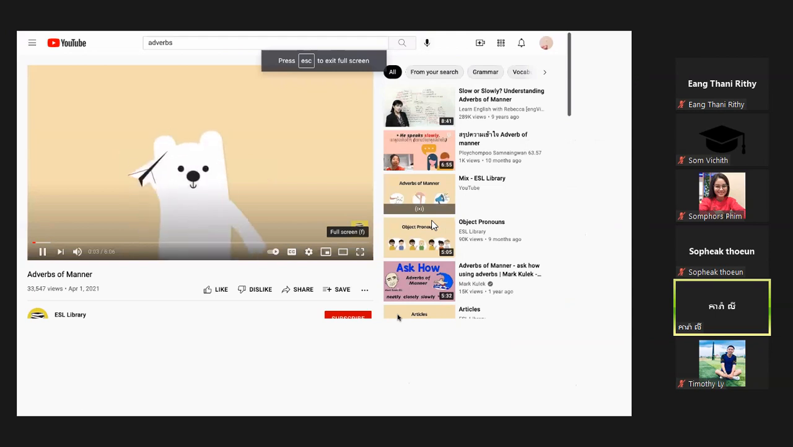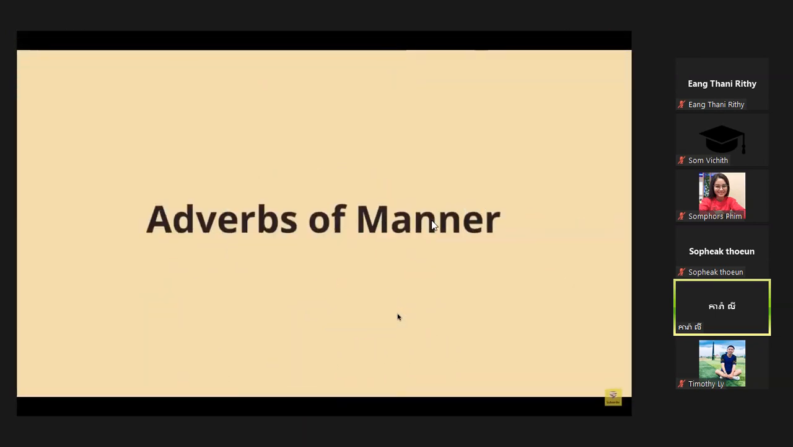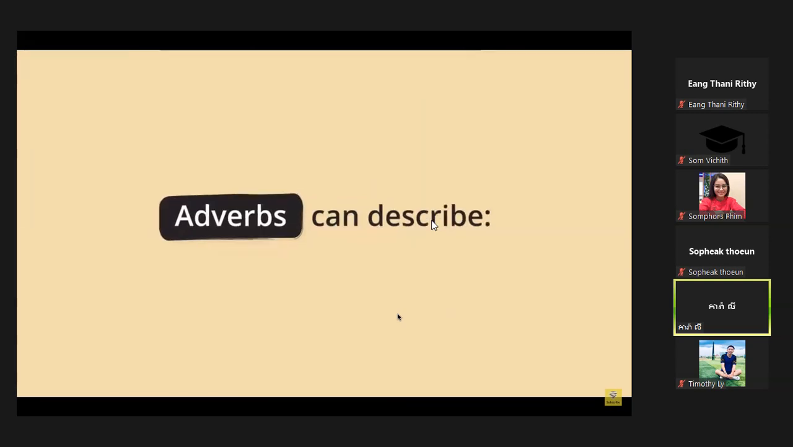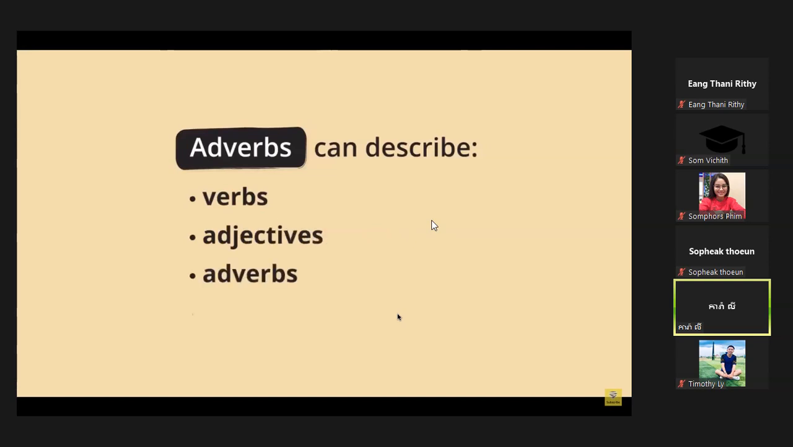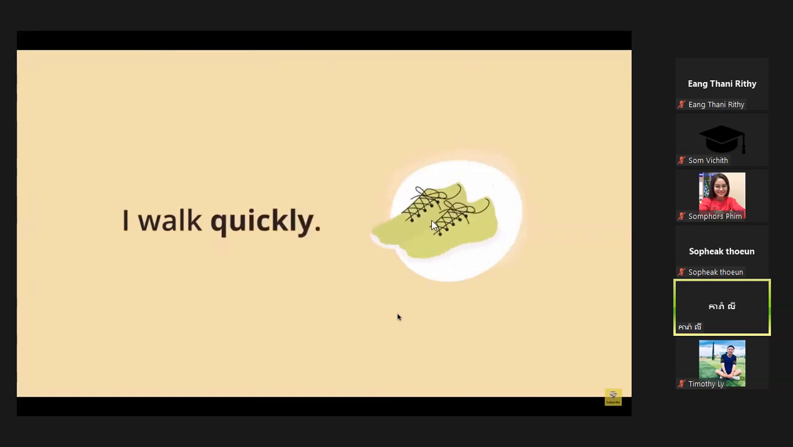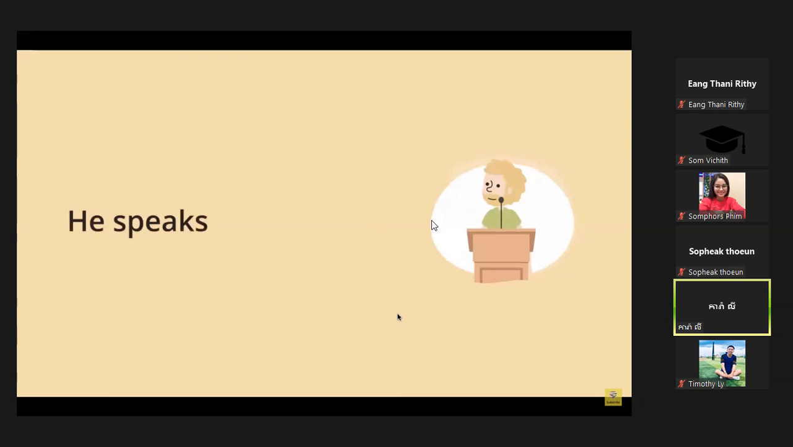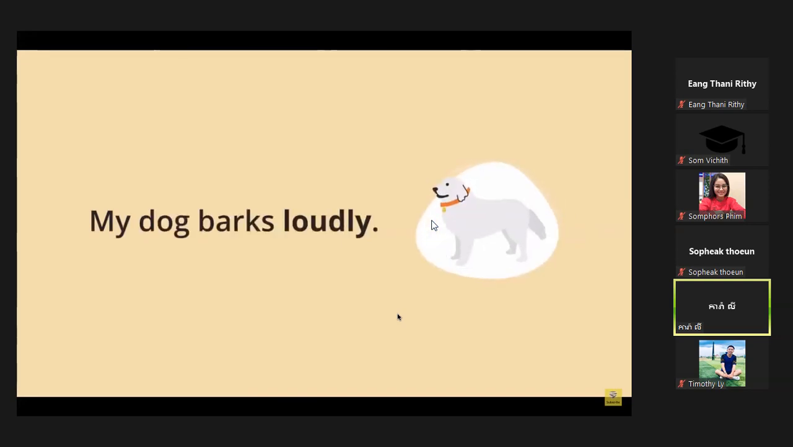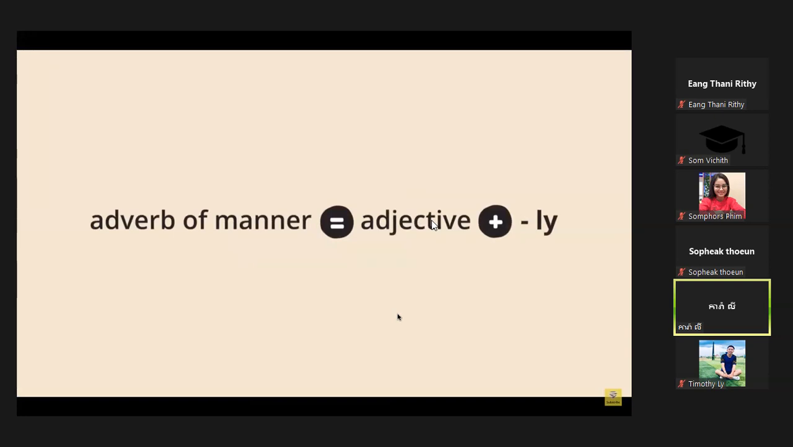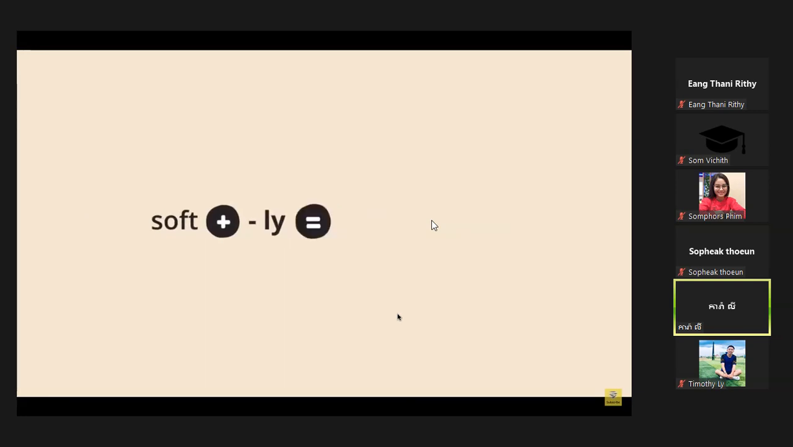ESL library. Adverbs of manner. What are adverbs? Adverbs can do many things in a sentence. They can describe verbs, adjectives, other adverbs, or entire sentences. Adverbs of manner tell us how someone or something performs an action. For example, I walk quickly. He speaks intelligently. My dog barks loudly. How are adverbs of manner formed in English? Most adverbs of manner are formed by adding ly to the adjective. For example, the adjective soft becomes the adverb softly.